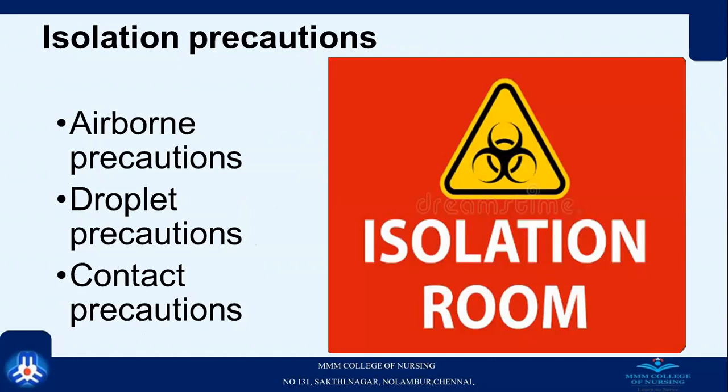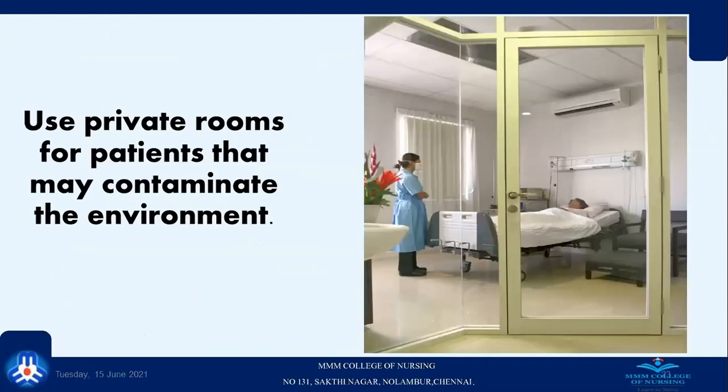Next, we are going to see what the element of isolation precaution says. Isolation for airborne, droplet, and contact precautions is different, but in all three cases we need an isolation room. A private room is used for patients who may contaminate the environment. That is why they are kept in a separate private single room.